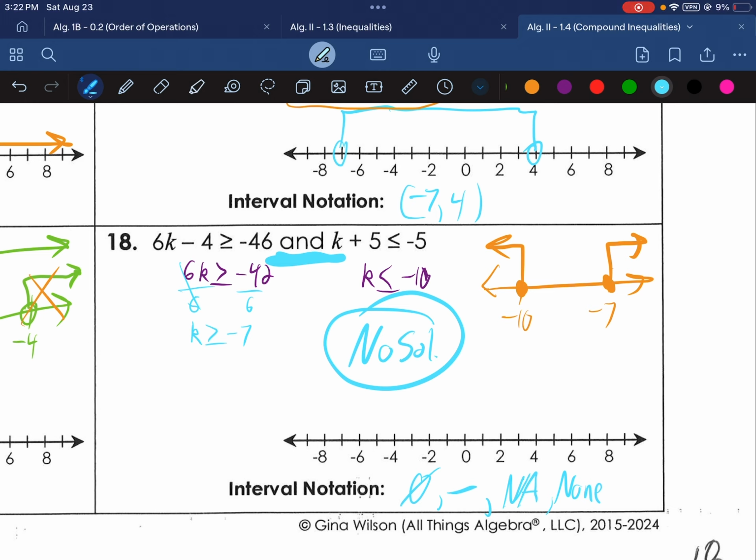Well, this wraps up section 1.4 talking about compound inequalities, including those special cases.